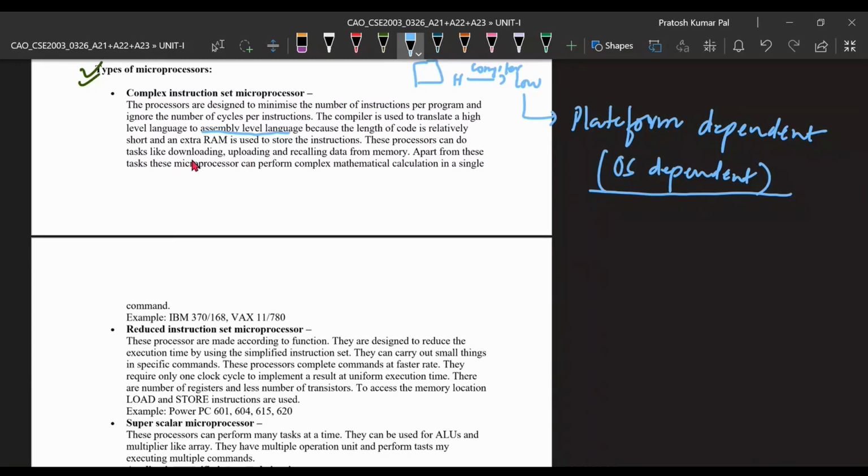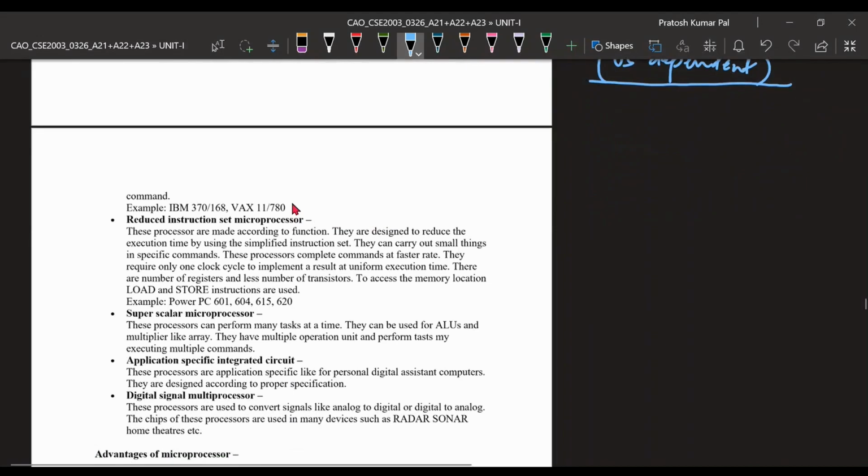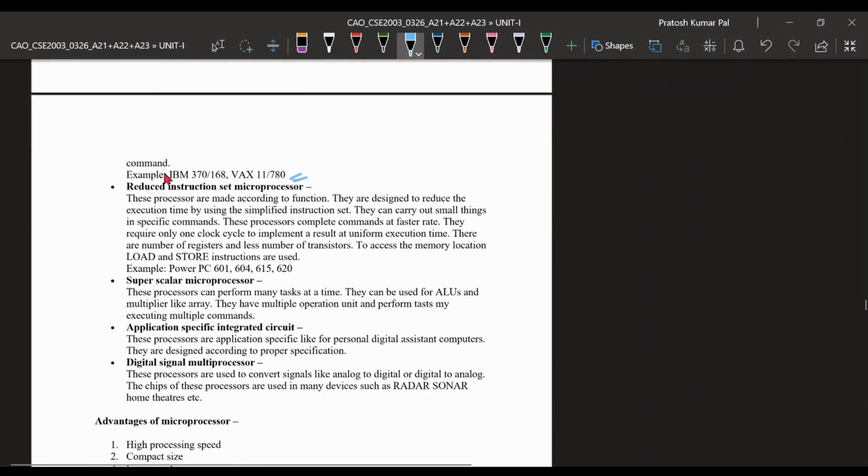These processes can do tasks like downloading. Different processes have different functions, and similar functions will be in the other one. There are some examples.